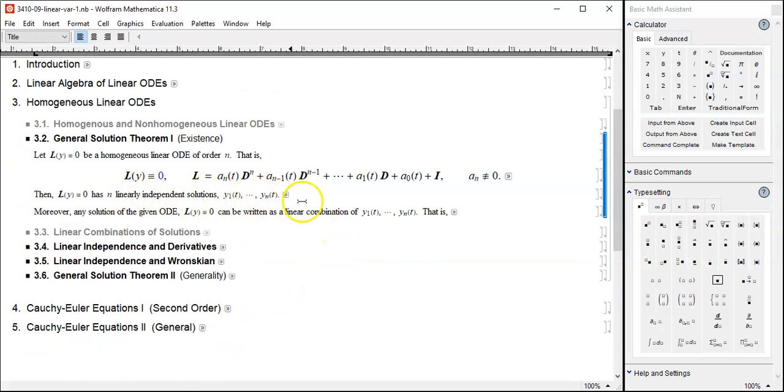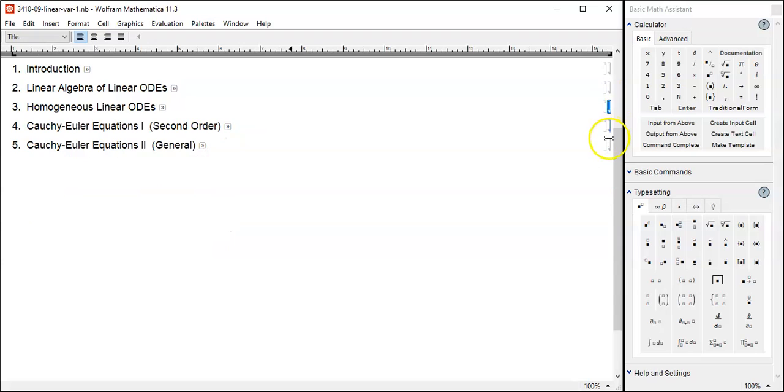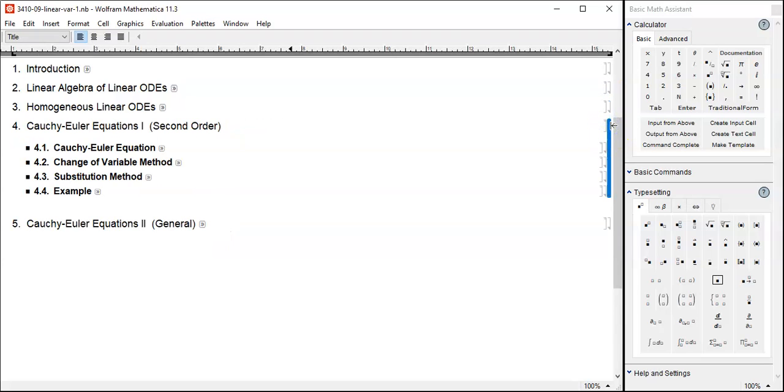In section 3, we talked about the general solution theorem. We proved the first half, that linearly independent solutions exist, but we did not prove the second half: the general solution can be written as a linear combination of those y1 through yn. Let's postpone this second half, because it's really deep. But let's take it for granted, and then go to example problems in section 4 of this notebook.